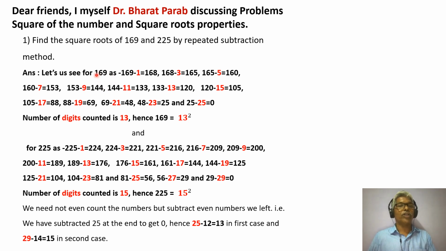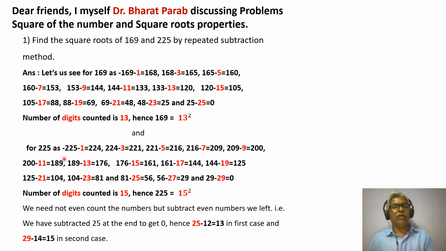Perfect square of what? How many numbers are subtracted? You have to count these numbers. We have subtracted 13 numbers. So the number of digits counted is 13. Hence 169 is 13 square. As simple as that. So it is a very simple method. And we see it for 225.